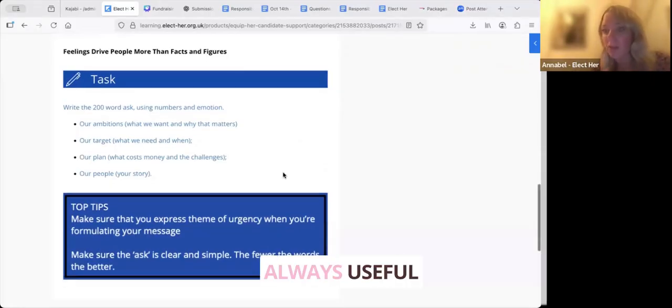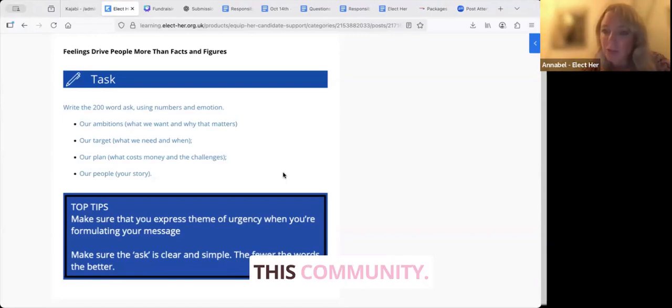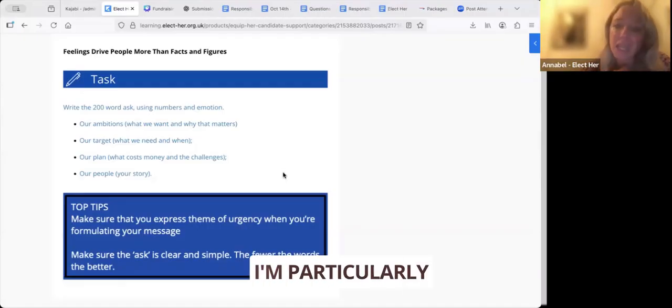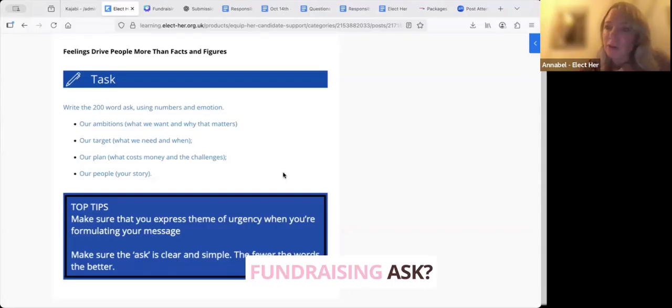It's always, always useful to think about the story that you're telling if you're raising funds from people. So, I'm here because I care about this community. I want to make it brighter for the future. I'm particularly worried about climate change. I'm particularly worried about et cetera, et cetera. What is the emotive ask that is part of your fundraising ask? Like that is definitely a piece of it.